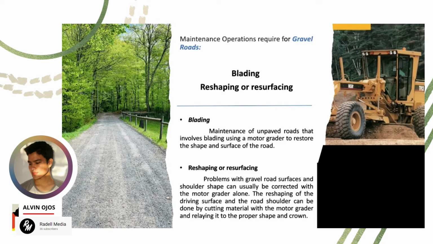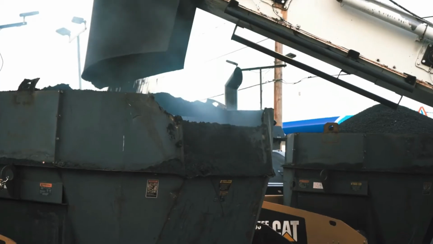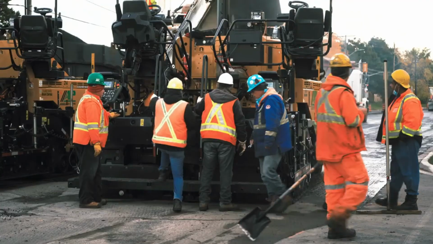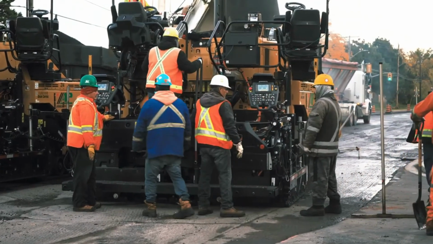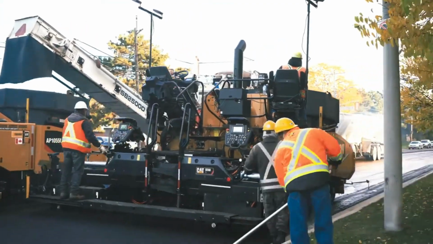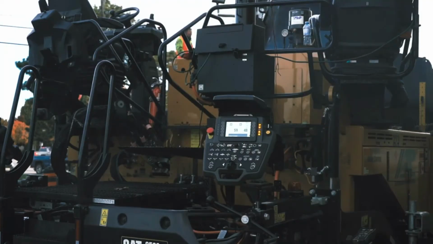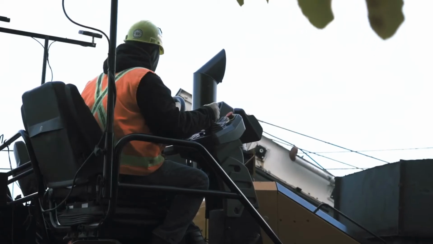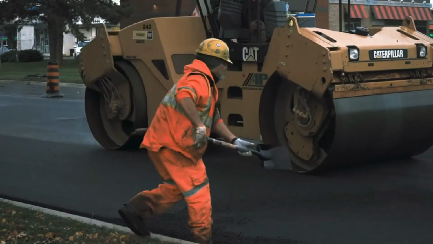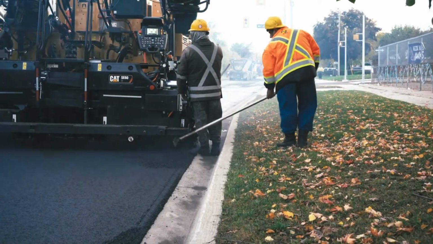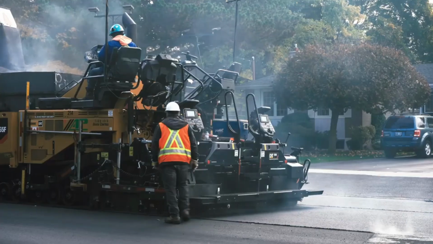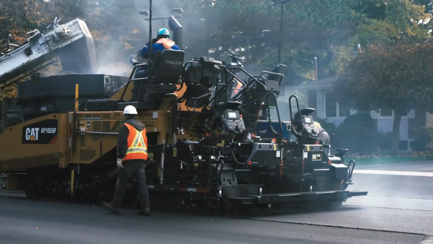Usually, we see them in rural areas or, let's say, the countryside or provinces. Blading is the maintenance of unpaved roads that involves blading using a motor grader to restore the shape and surface of the road. So blading is the redistribution of surface material over the road surface using a motor grader. It is done to ensure drainage and to maintain the proper slope of the road surface.